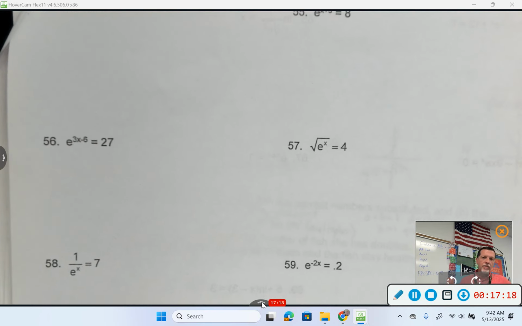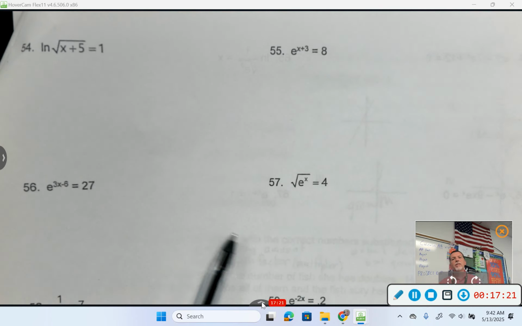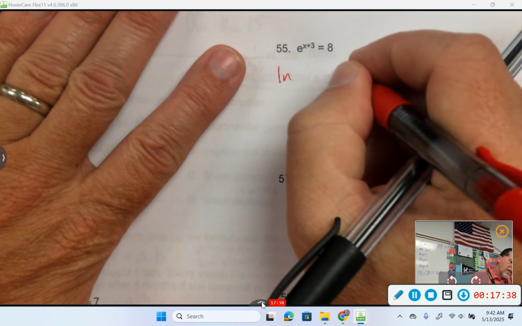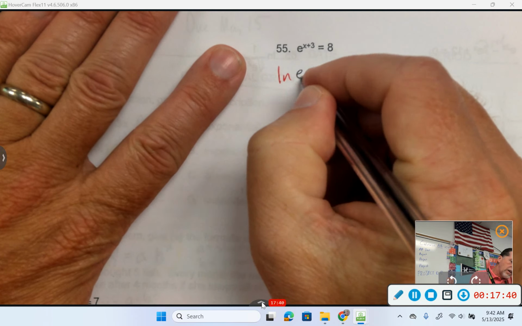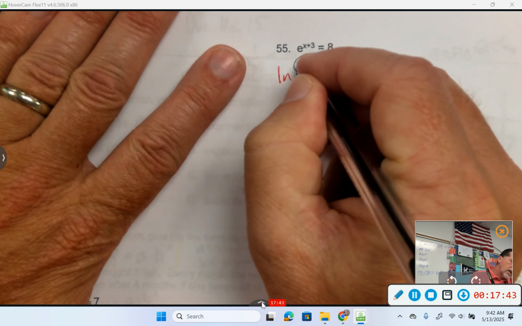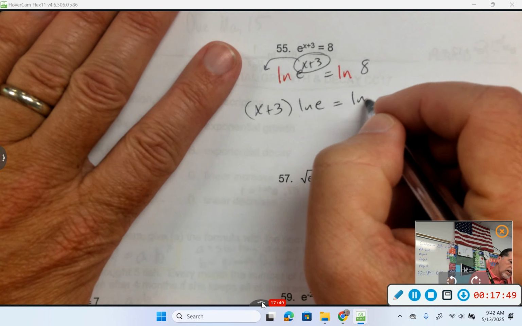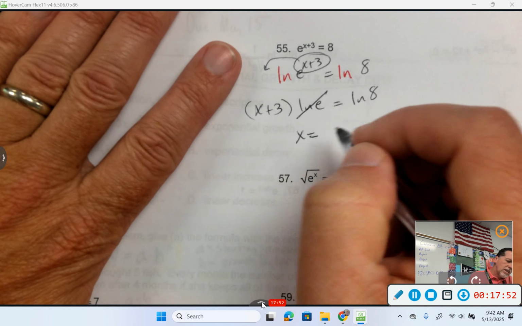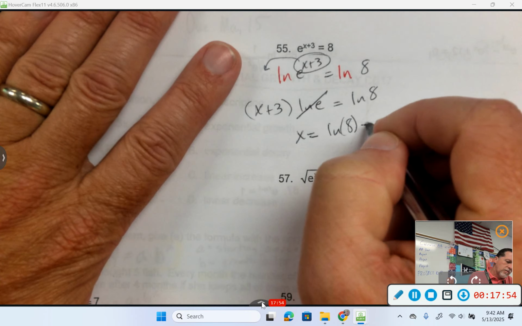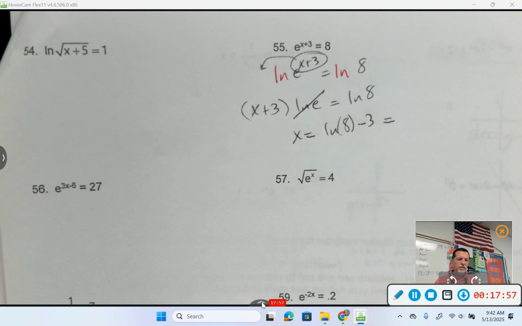All right, 55. That looks different, but I would argue it's easier, I think. What would you do first on 55? Natural log both sides, because that will get that x plus 3 down front. Natural log of e is 1. So all I have to do is subtract 3. That's an easy one.